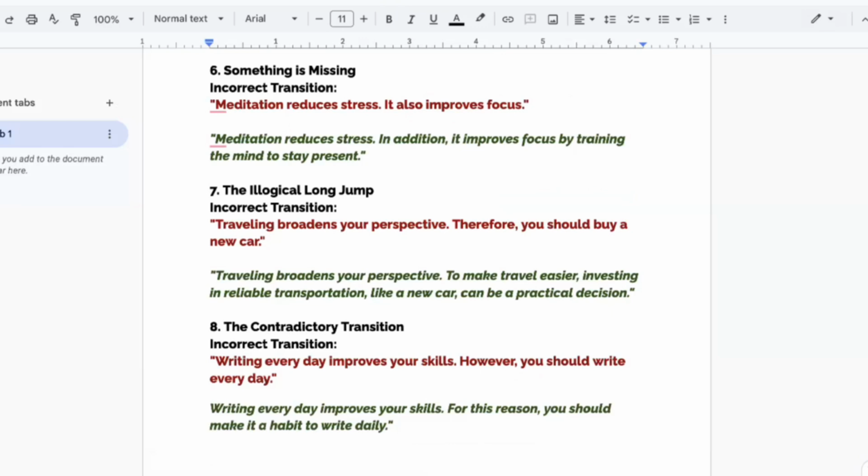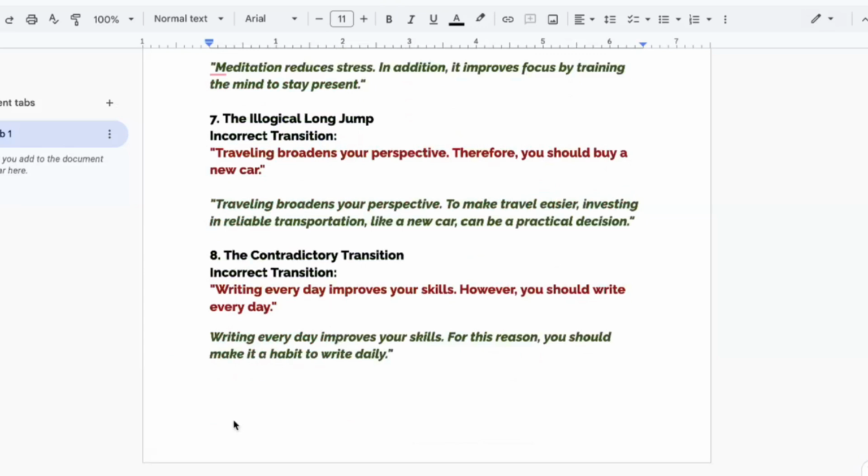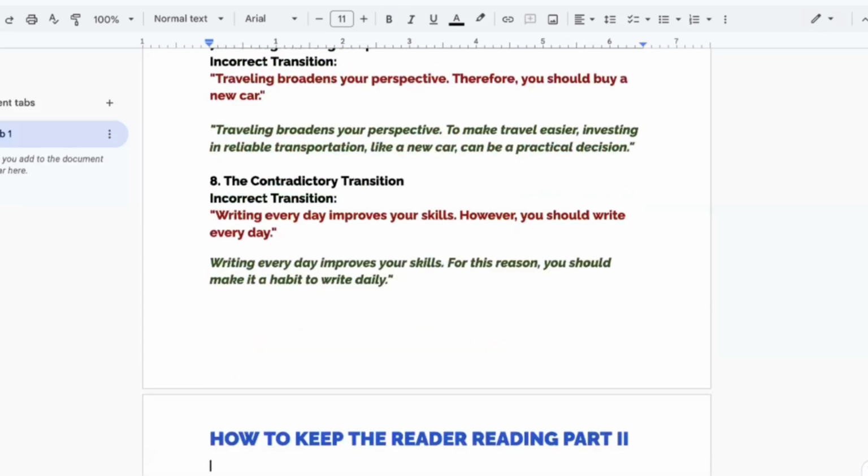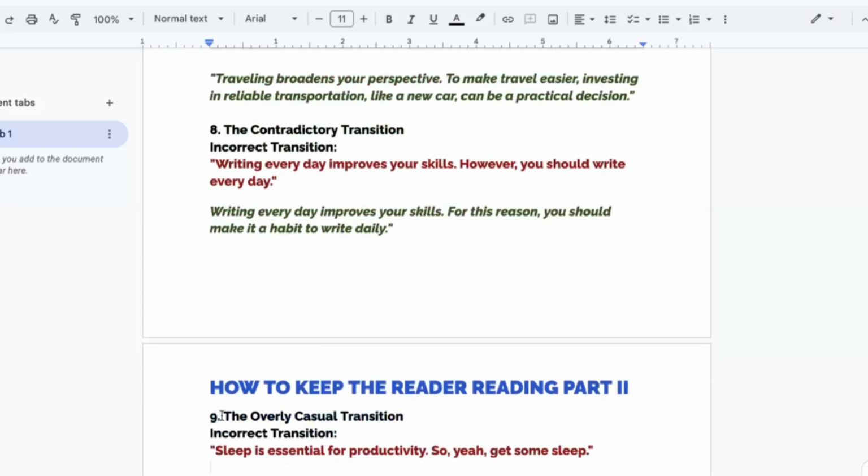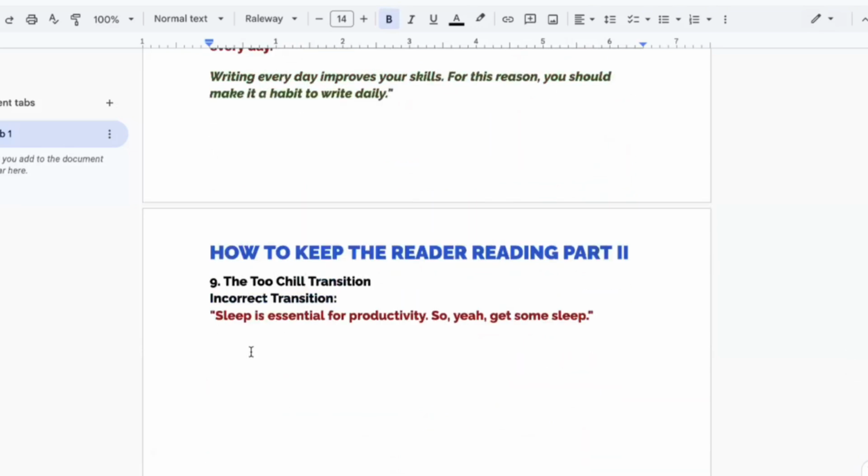Number 9 is what I call the overly casual transition. Like you just too chill. Matter of fact, that's what I want to call it. The too chill transition. So sleep is essential for productivity. So yeah, get some sleep.